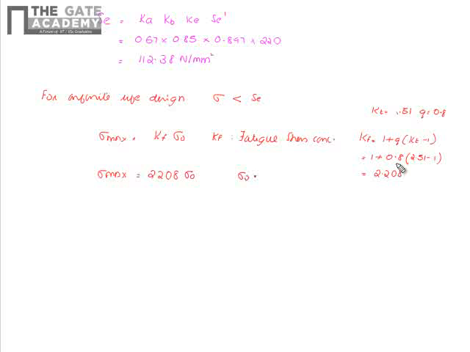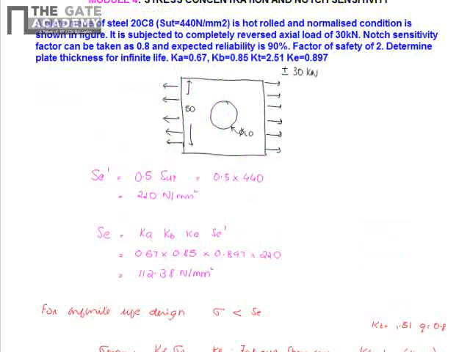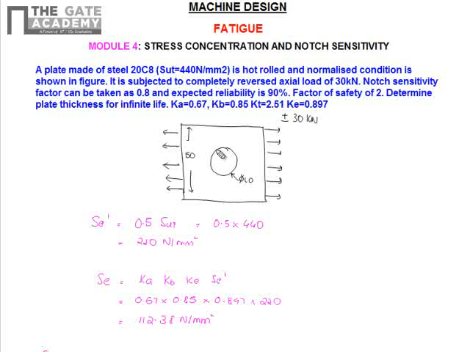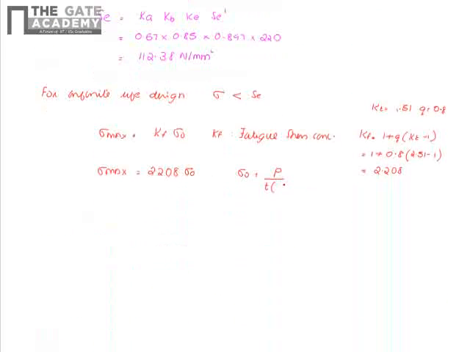And what is the normal stress? Normal stress is given by P by the area available. In this location the diameter of the notch is 10 mm. Therefore in this location, what is the area available? Area available is 50 minus 10, that is 40, into thickness. So P by thickness into 50 minus 10, or I can say P by 40 t, is the nominal stress.